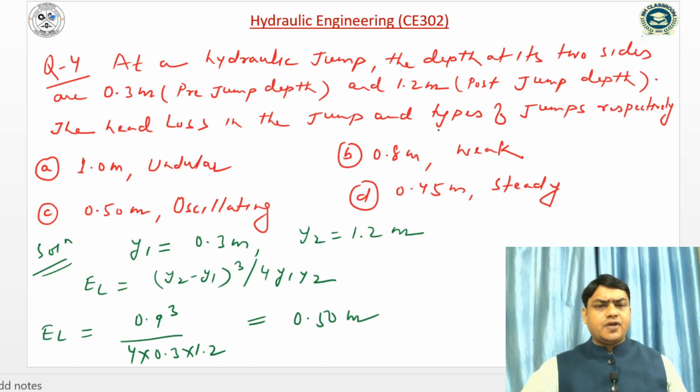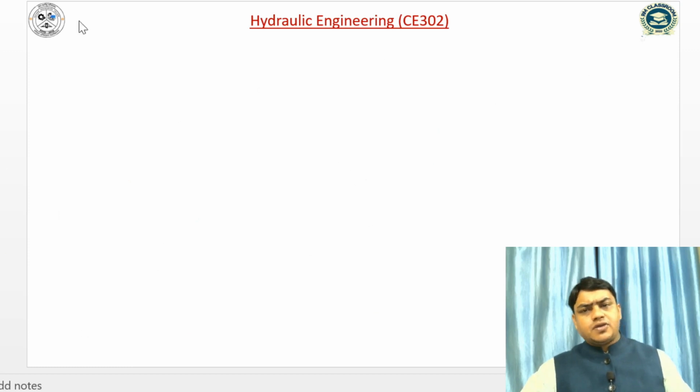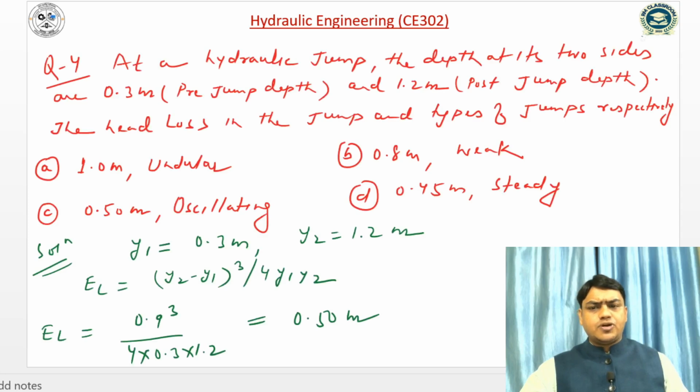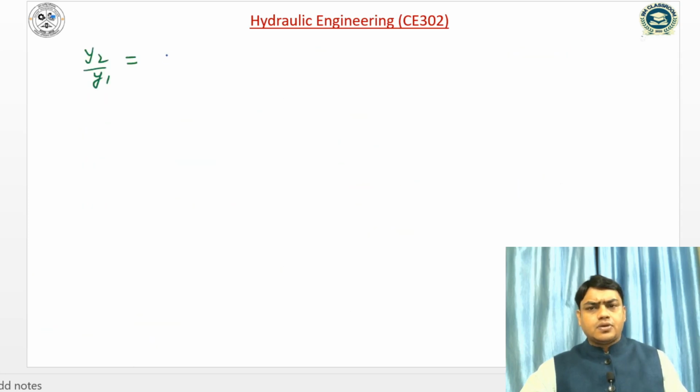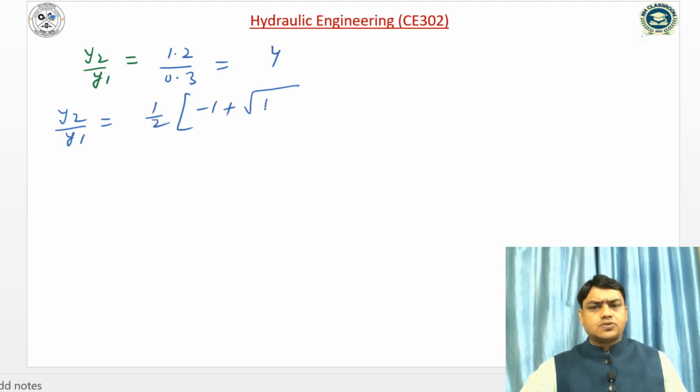Similarly, we have to identify the type of jump. On the basis of the initial Froude number, we identify the type of jump. Here y2 by y1 is 1.2 divided by 0.3, so it will be 4. And we have the relation y2 by y1 is equal to 1 by 2 into minus 1 plus square root of 1 plus 8 F1 square. So y2 by y1 is 4.